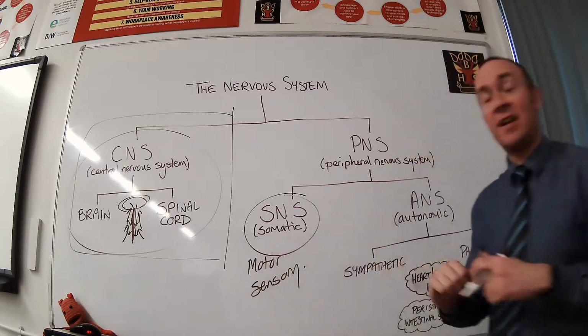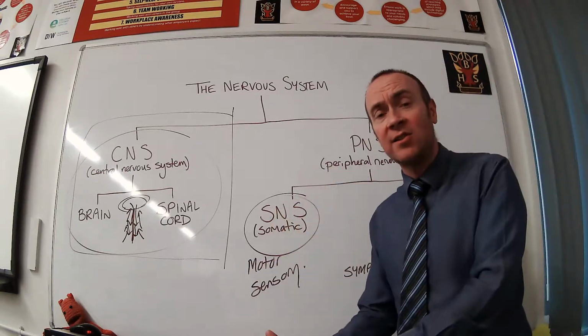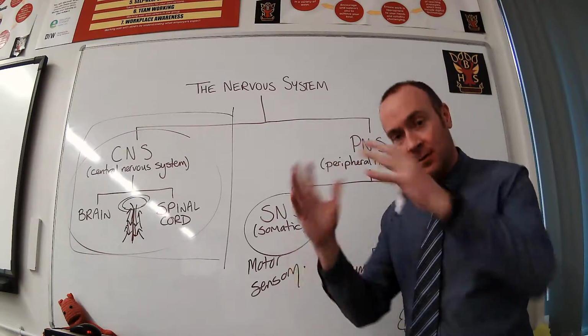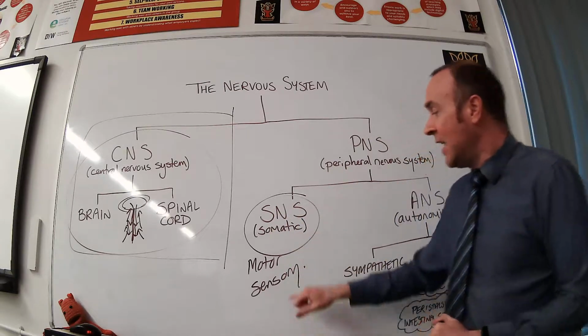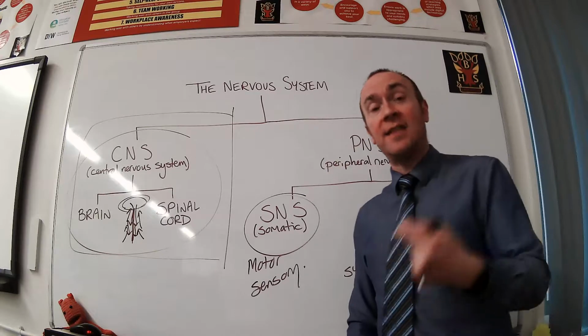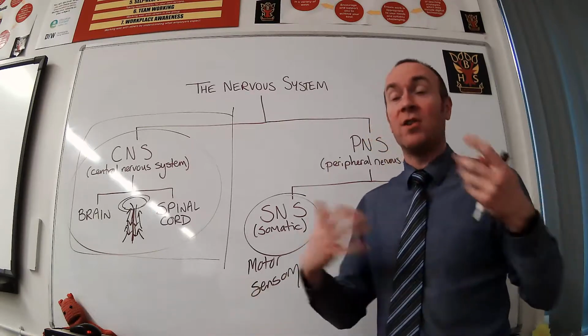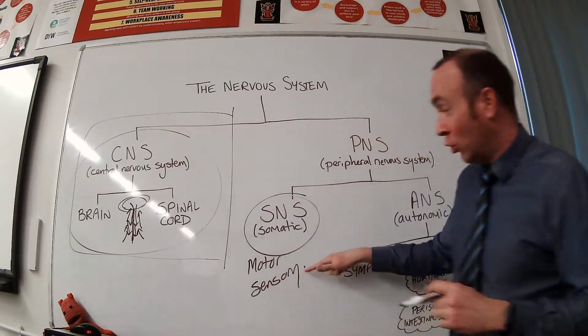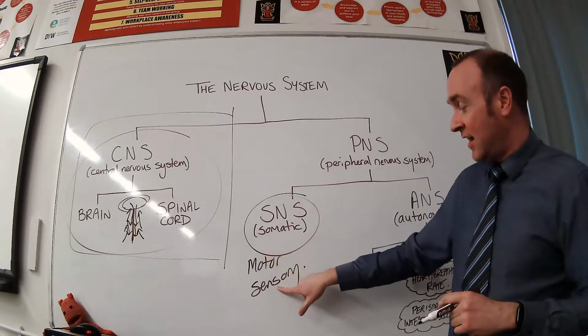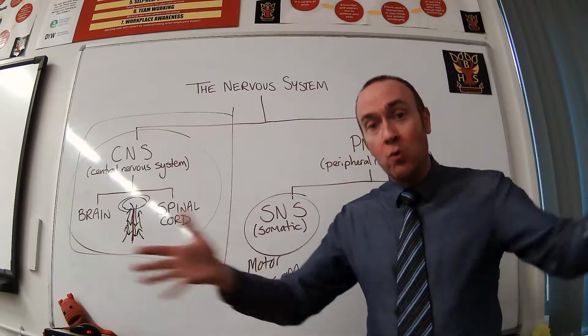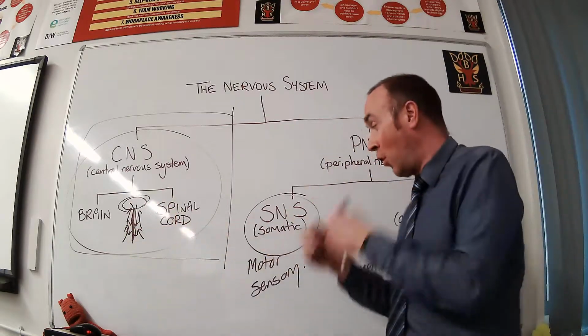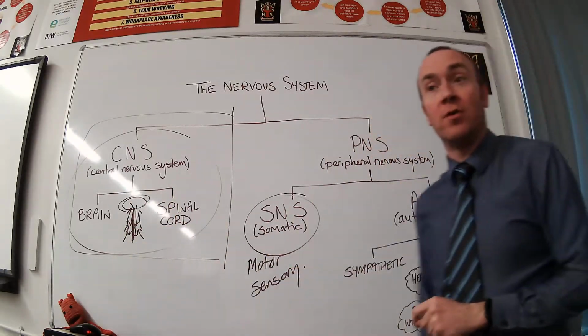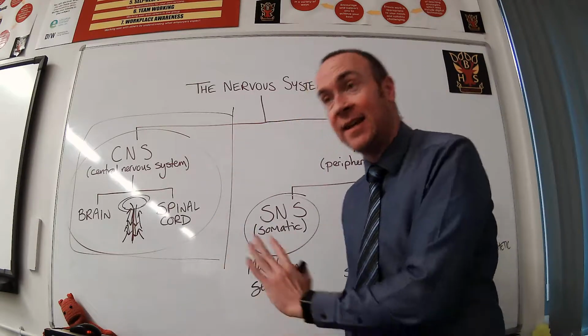Motor neurons are generally connected to muscles or glands. We use the word effector because they cause an effect. And sensory neurons are connected to sensory organs like your eyes, your ears, your nose, your mouth, your skin. So receiving signals to the spinal cord is through sensory neurons, sending signals out towards muscles and glands from the spinal cord is through motor neurons, and that's what we call the somatic nervous system.